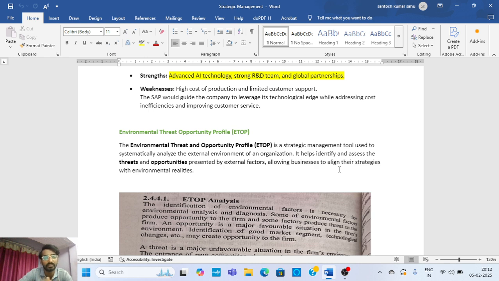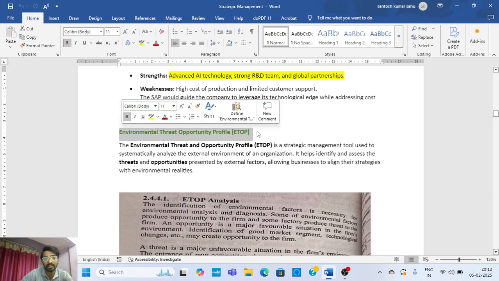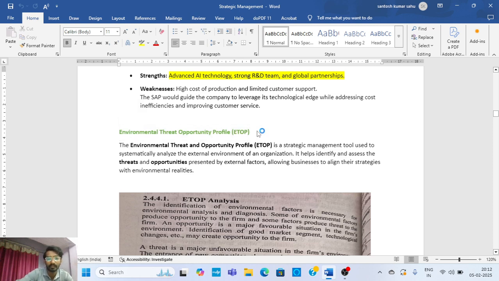One of the topics today is the environmental threat opportunity profile. It's a type of analysis process, called ETOP, right? This one, environmental threat opportunity profile.